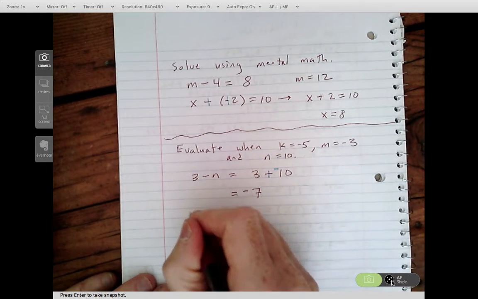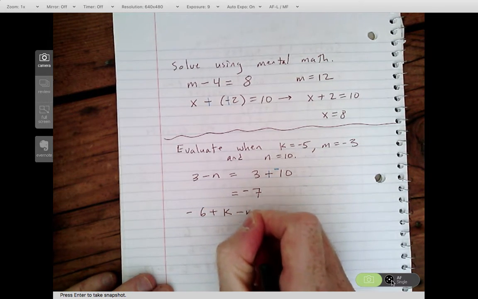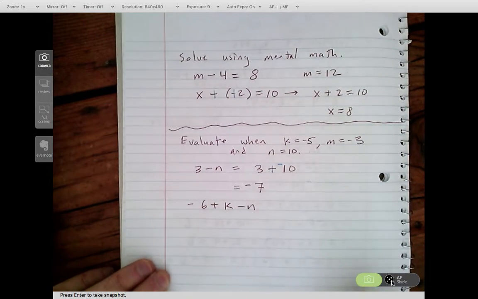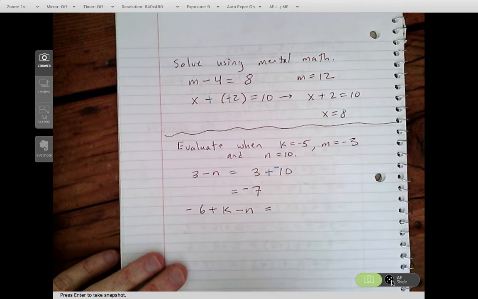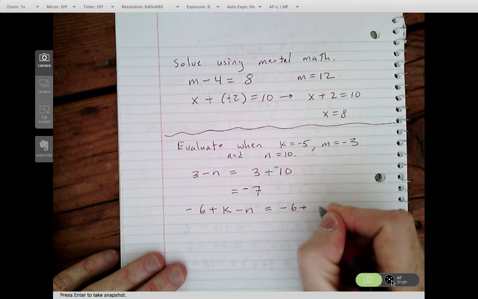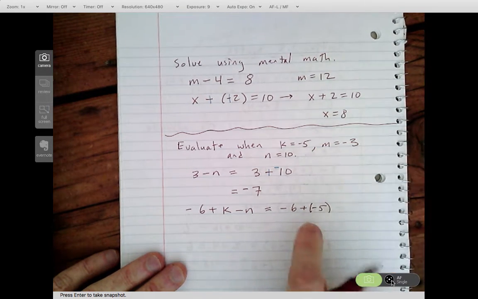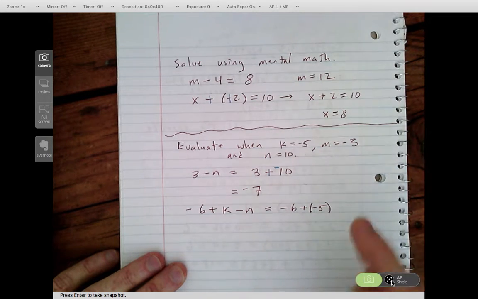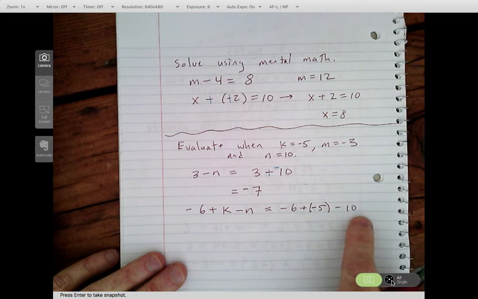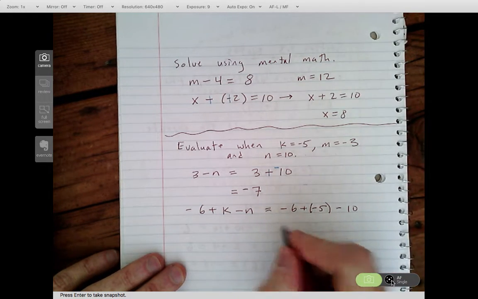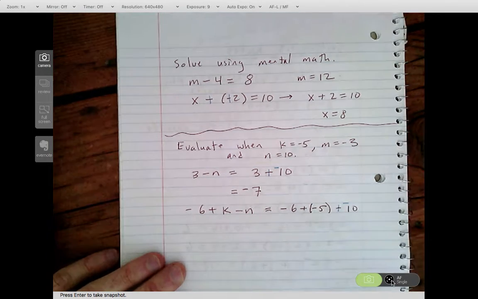Okay, let's look at a few more of those. We got -6 plus k minus n. Okay, again, what we just do here is plug in or substitute what these letters are equal to. So -6 plus, I'm going to use parentheses here to separate the signs because k is -5, so it just looks nicer to have the parentheses there, I think, minus 10. Okay, I'm just going to work left to right here. I will also change this one to be adding the opposite now that I've substituted in.